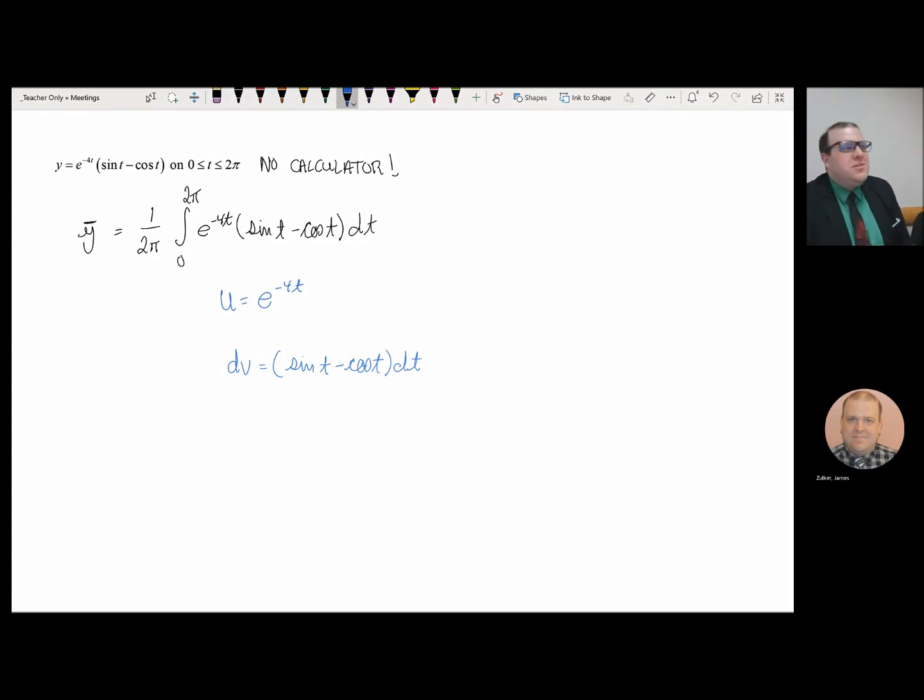And so I'll challenge you to do it with u being sine t minus cosine t. Verify that you get the same answer, because I'm almost certain it doesn't matter.